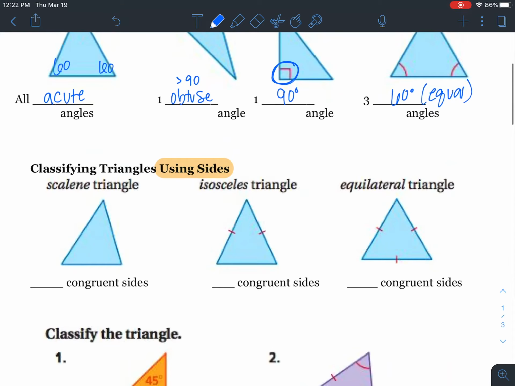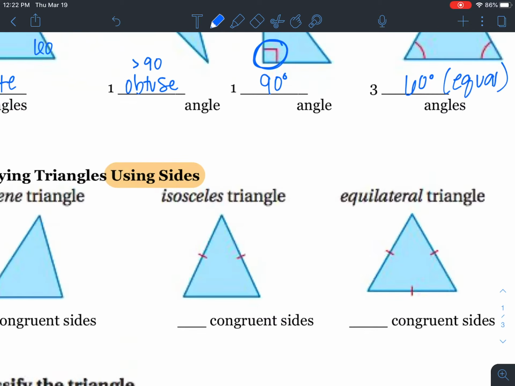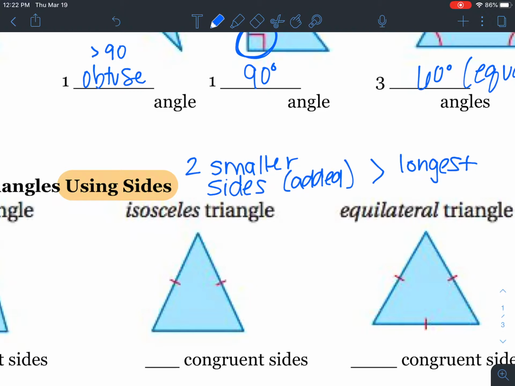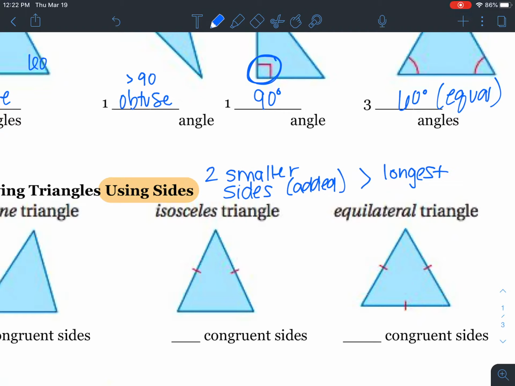The second way is to classify using their sides. We're going to learn this tomorrow, but the two smaller sides, when we add those together, have to be bigger than the longest. So if you want to go ahead and write that in, you can press pause if you need to. The two smaller sides, when we add them together, have to be bigger than the longest side.